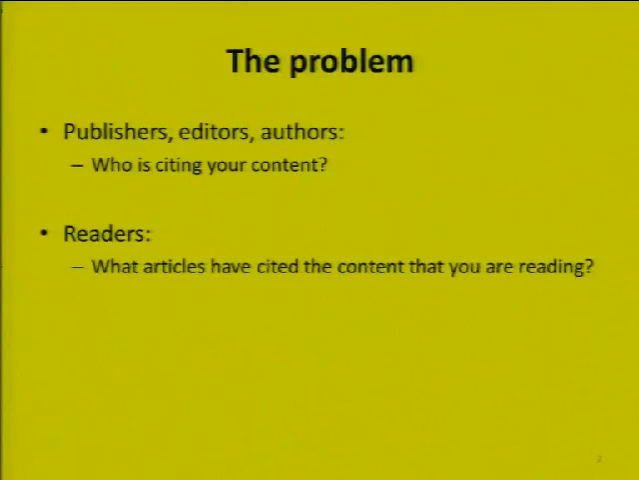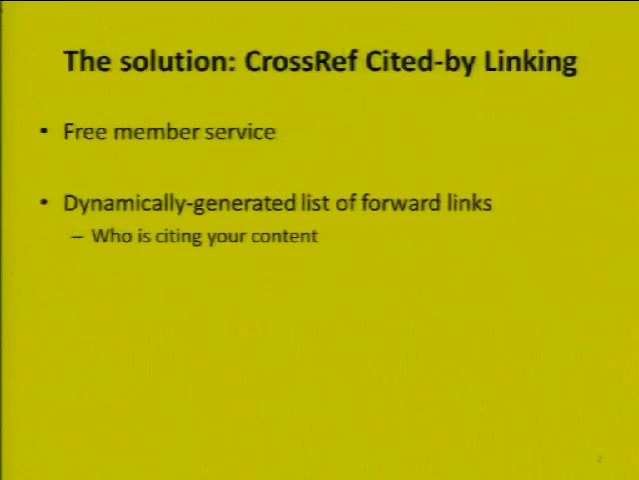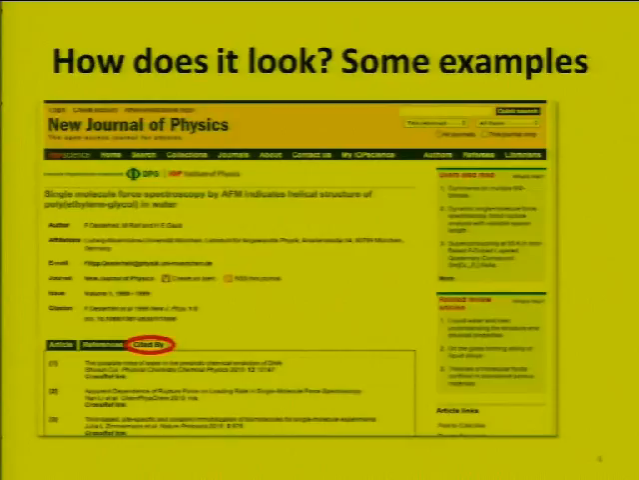And for readers as well, how many other people are citing this content, and therefore how important is it and how relevant is it for me? So you can get this information from Thomson Reuters or from Scopus, but of course you have to pay for that. But CrossRef, through this database of content, are recording potentially how many people are citing you. So Cited-By linking was set up as a free member service that provides a dynamically generated list of forward links so that you can find out who's citing your content.